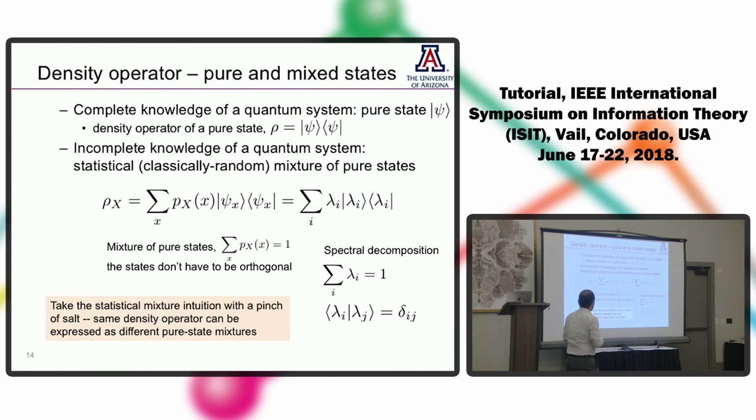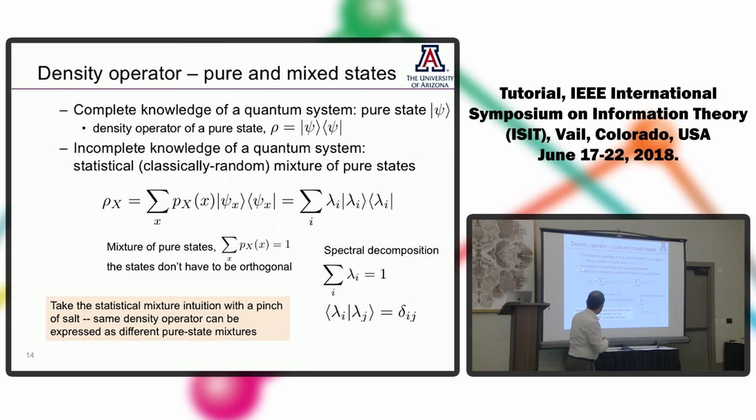Okay, so let's talk a little bit about mixed states. So we talked about a pure state. Instead of writing just a vector for the pure state, I could take the column vector and multiply that by the complex conjugate row vector. So this is a unit rank matrix, and this particular matrix is called the density operator of that pure state.